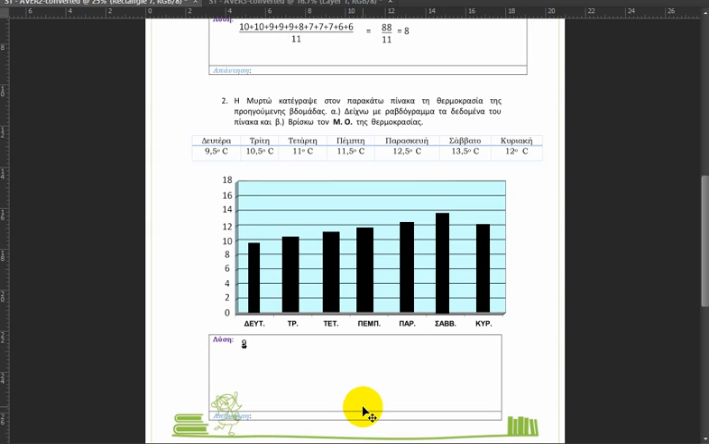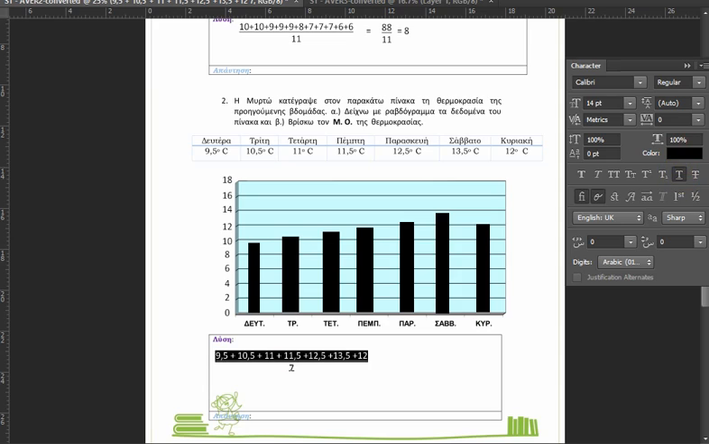And then we want to add them all up to find the average. So 9.5 and 10.5 and 11 and 11.5 and 12.5 and 13.5, 12. And all of this divided by 7 because there's 7 days. Also, let's underline all of this because it's a fraction.